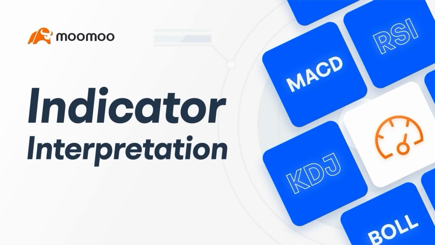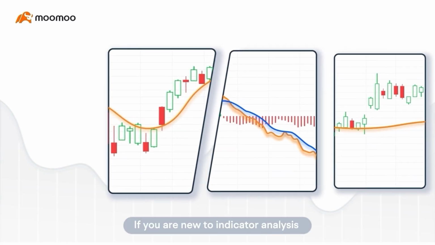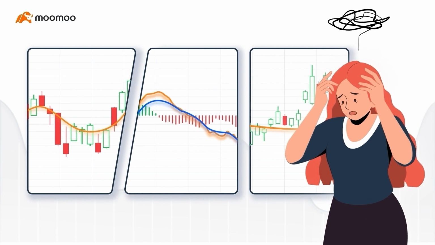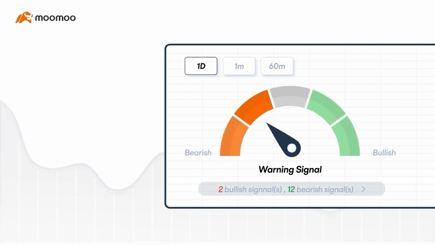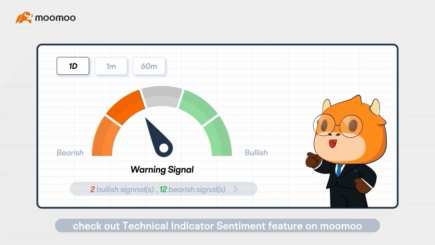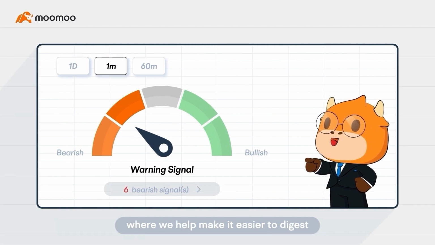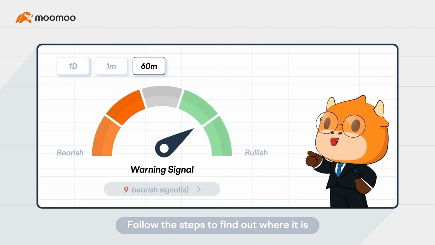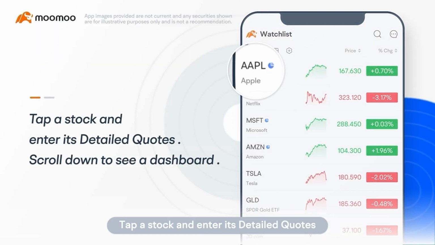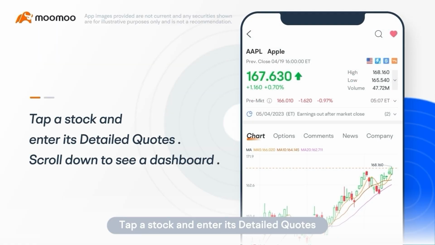Indicator interpretation. If you are new to indicator analysis or find it too complicated to comprehend by yourself, check out the Technical Indicator Sentiment feature on Moomoo, where we help make it easier to digest. Follow the steps to find out where it is. Tap a stock and enter its detailed quotes.